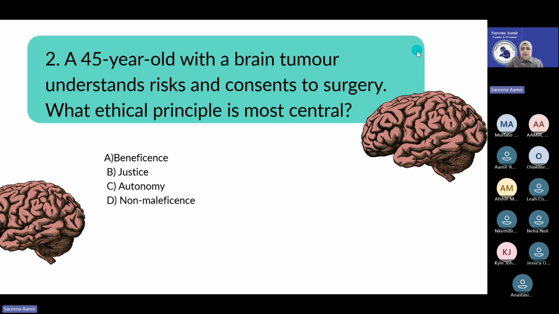Okay, question two. A 45-year-old with a brain tumor understands the risks and consents to surgery. What ethical principle is most central? Is it A, beneficence, B, justice, C, autonomy, or D, non-maleficence? I'll give you about 30 seconds.